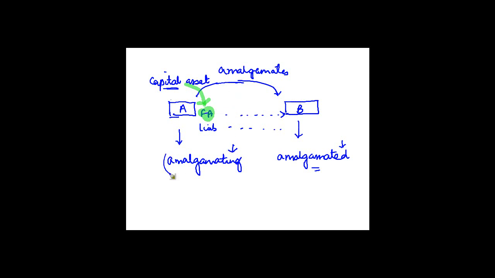However, in order to ensure that these kinds of reorganizations, as they are called, are tax neutral, the law provides that transfer of a capital asset by this amalgamating company to the amalgamated company will be exempt from capital gains tax. Okay, let us see the conditions or the situations. There are three situations which we are looking at.